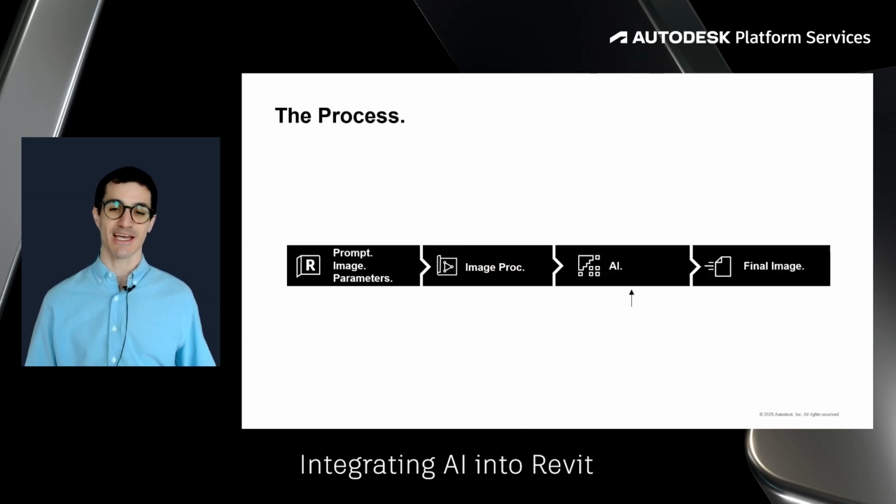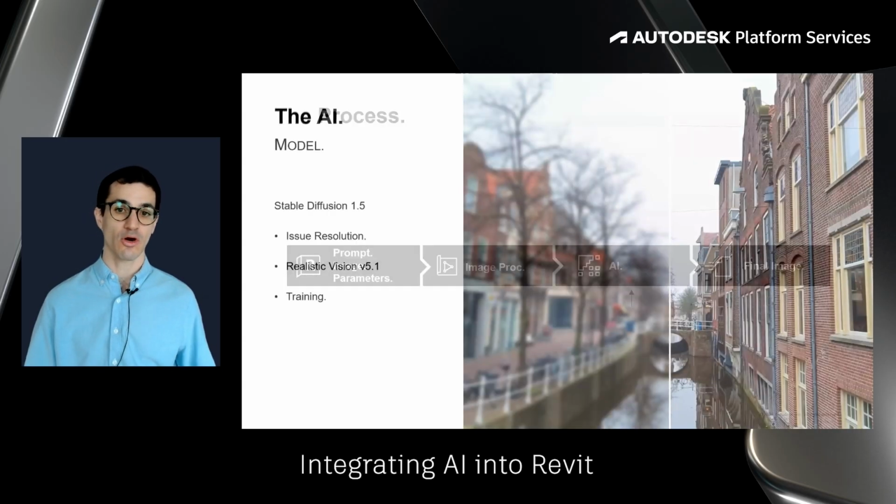So going back to the process again. Now we have all the Revit model and image processing part covered, and now I want to focus more on the pure side of the AI. So I want to focus now on the model.